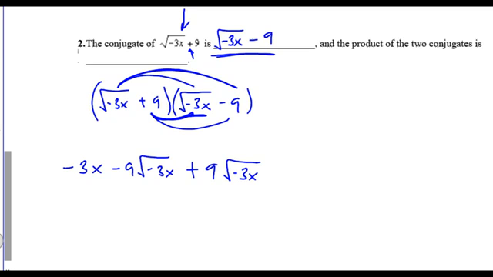And then 9 times negative 9 is negative 81. So here was the whole point of the conjugate pair. Negative 9 root negative 3x and plus 9 root negative 3x cancel. Negative 9 plus 9 is 0, so they're gone. So we end up with just negative 3x minus 81.